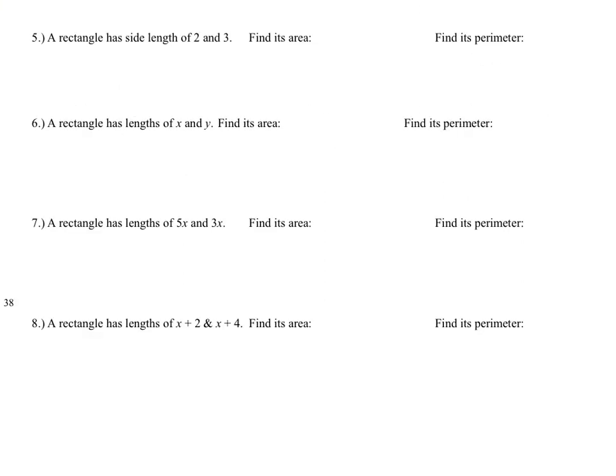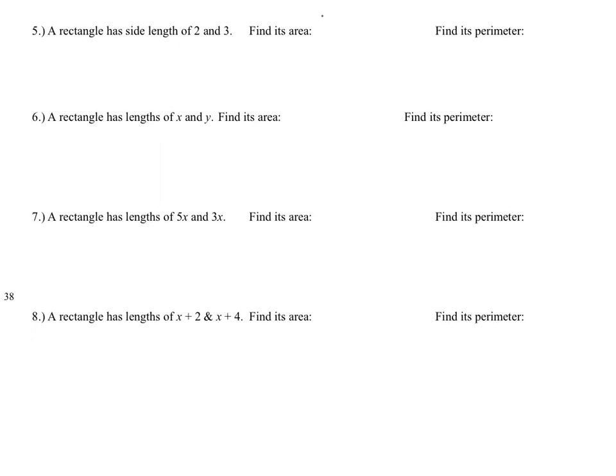Now the next four problems are talking about area and perimeter of a rectangle. So the area formula for a rectangle is just going to be length times width. And then the perimeter formula is going to be 2 times the length plus 2 times the width. So go ahead and stop the video and try 5, 6, 7, and 8, and then come back to see if you've done them correctly. I want you to try those using the formulas.